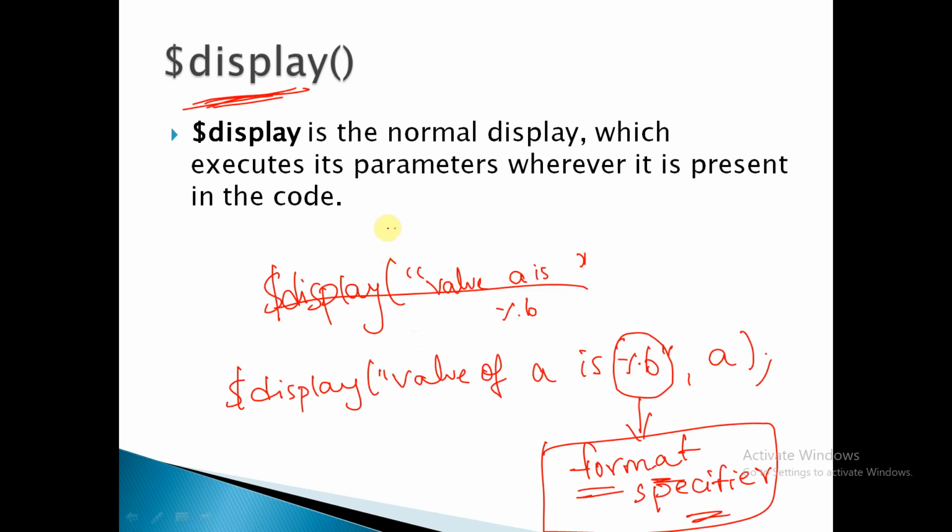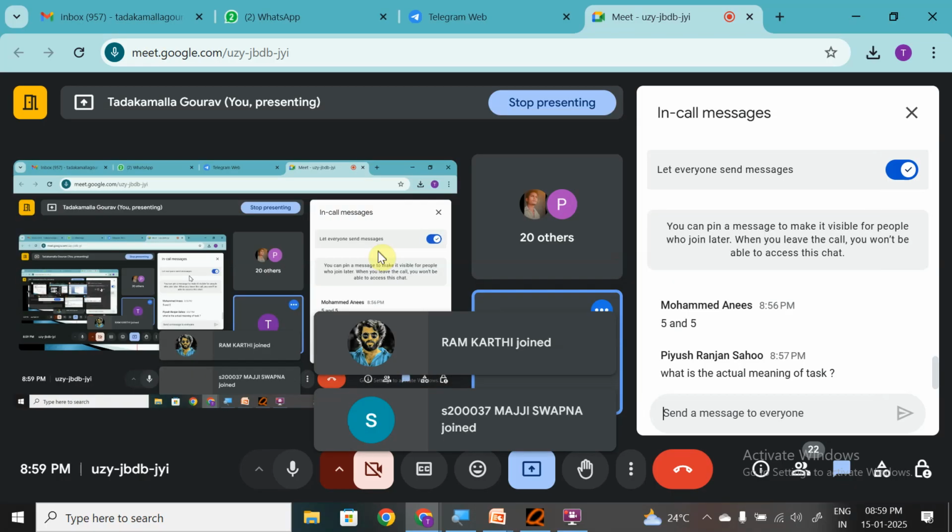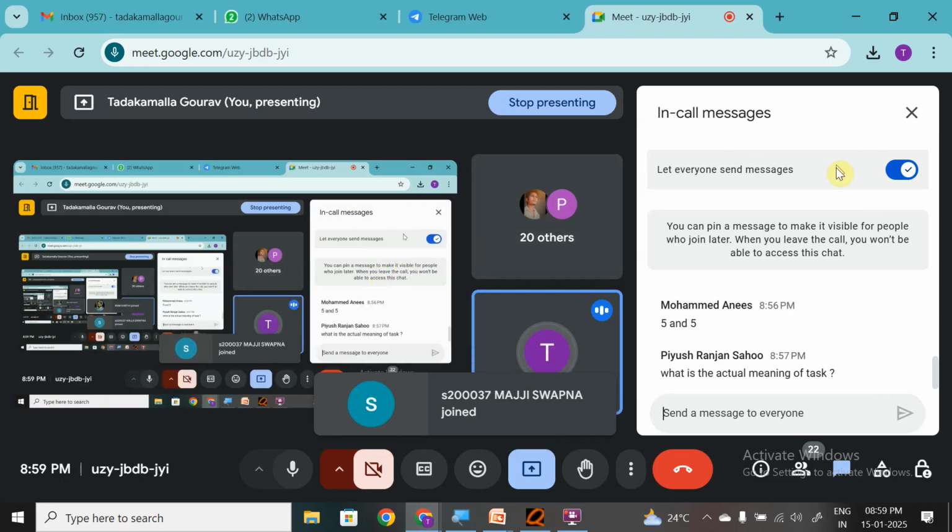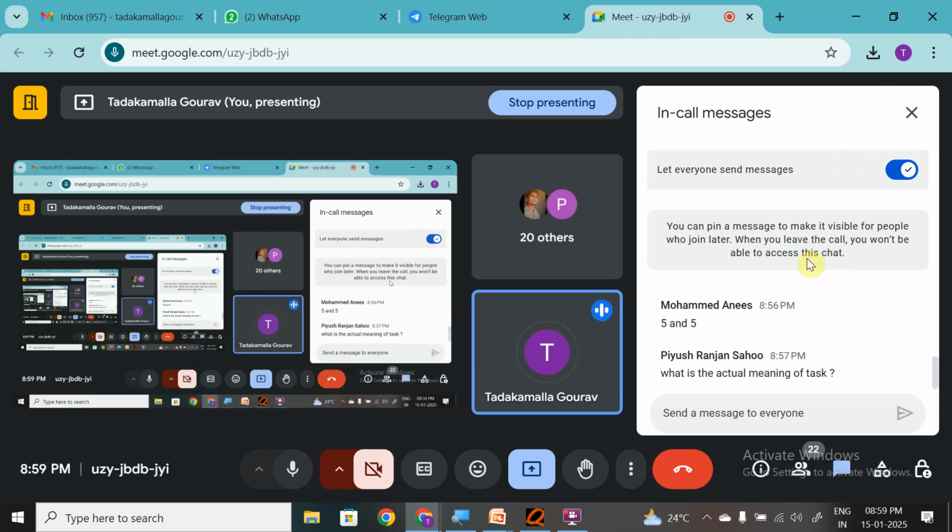So is it clear regarding the $display? We will come back to this actual meaning of task. We will discuss it when we are discussing functions and tasks. A task is basically a routine, a repetitive piece of code which is going to perform a particular operation. In detail, we will discuss it when we discuss functions and tasks.